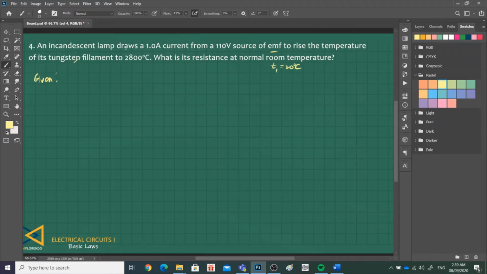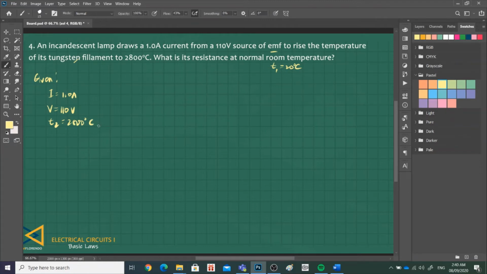So, an incandescent lamp draws a current of 1.0 ampere from a 110 volt source of EMF to raise the temperature of its tungsten filament. So, again, the 2,800 is the temperature rise.